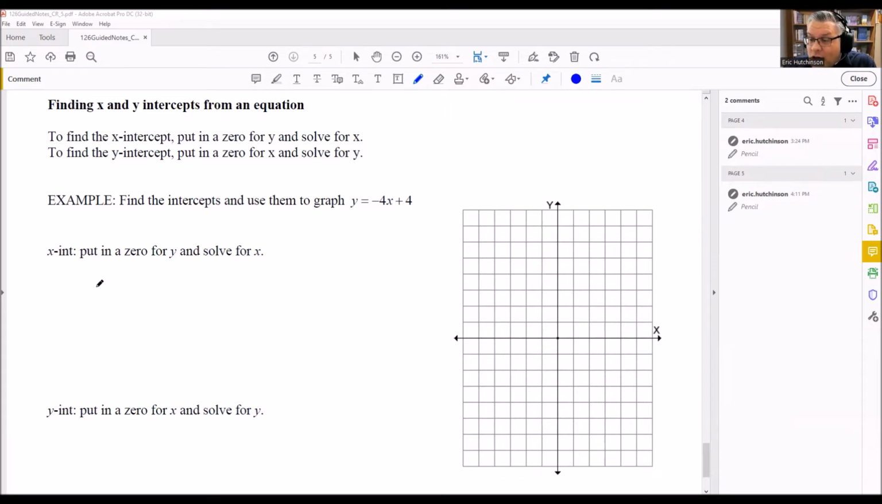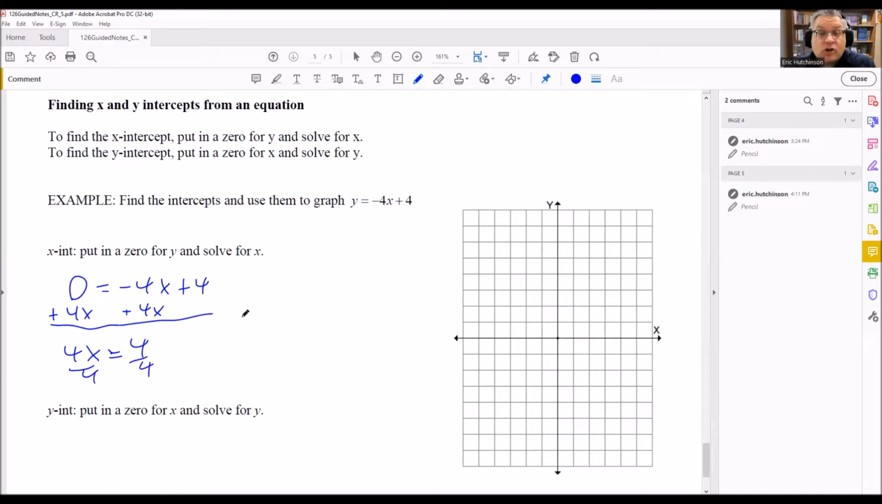Okay, so we're going to do that here. 0 equals negative 4X plus 4, just like that. And we want to solve. So I'm going to add 4X to both sides, and we get 4X equals 4. Now we have to divide both sides because we want to get X by itself. Divide both sides by 4. And then once we do that, we get X equals 1.